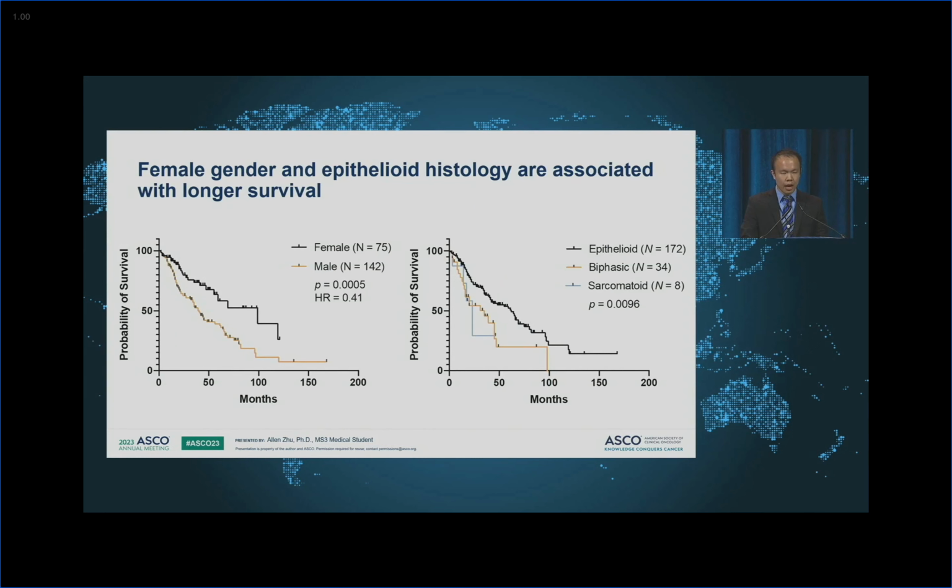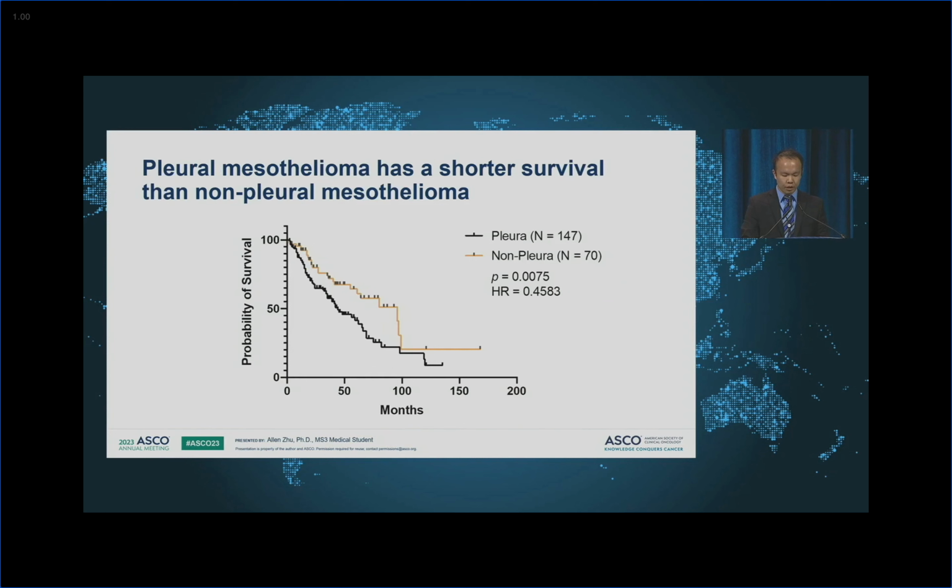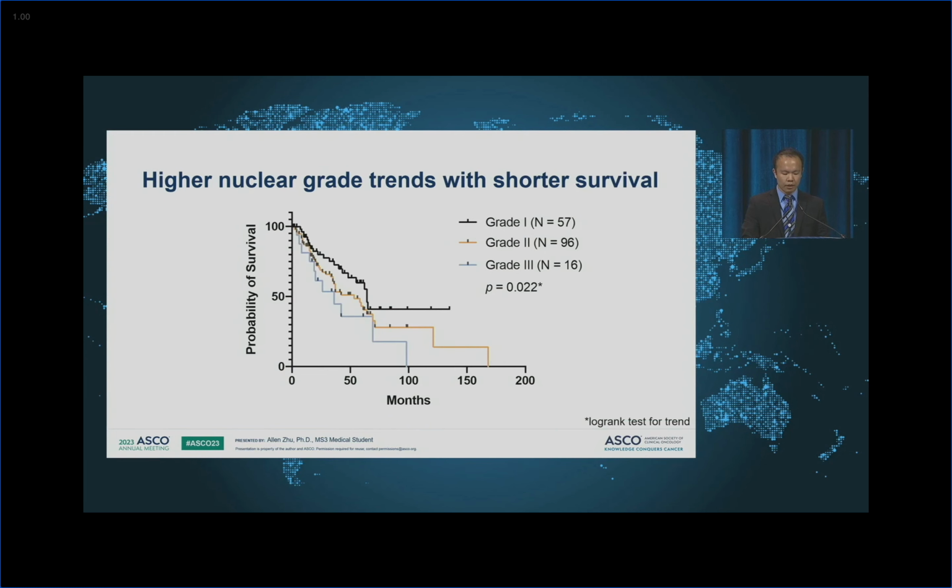Now we transition to our statistical analyses, starting with survival analysis. As one might expect in a mesothelioma cohort, female gender and epithelioid histology, outlined by the black Kaplan-Meier curves in the figures, are associated with a longer survival. We also found that mesothelioma originating in the pleura has a shorter survival than non-pleural mesothelioma. And consistent with previous studies, we see that a higher nuclear grade trends with shorter survival.